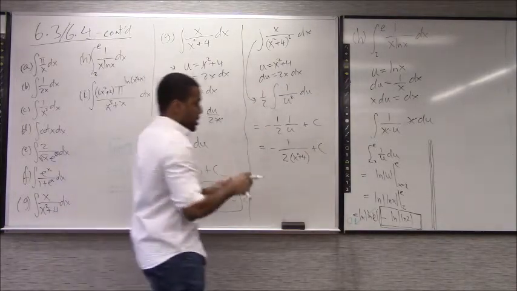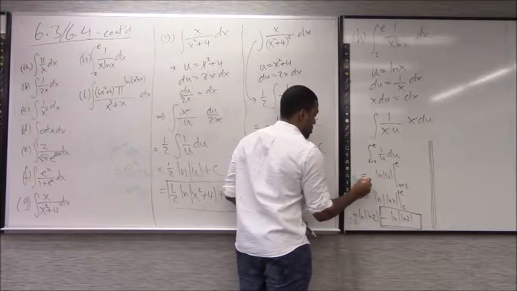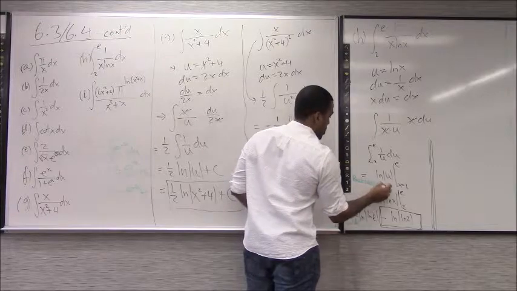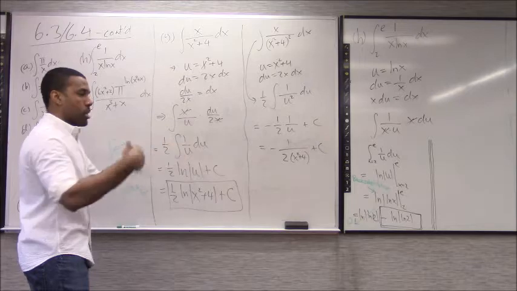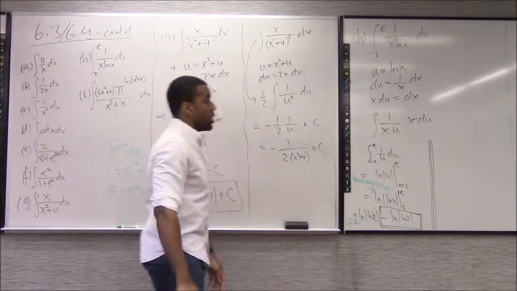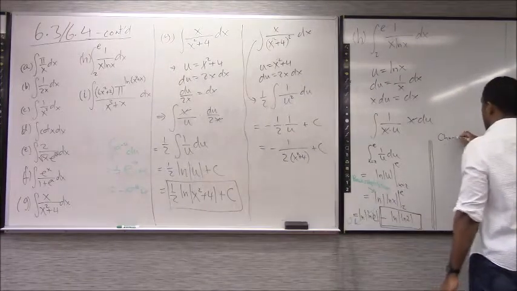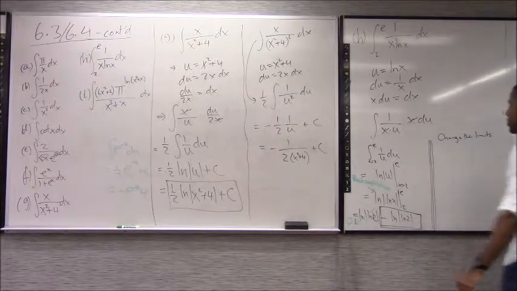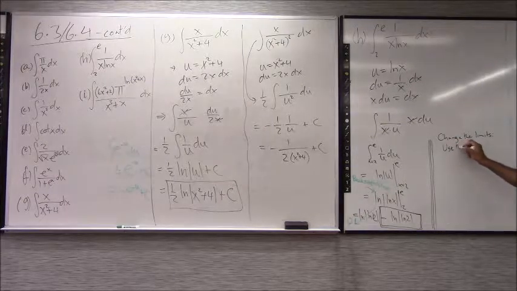So this process here is called back substituting. That's when instead of u, you plug in the formula that you originally made u equal to. Another option you could have done is you could actually change the limits. To do this, you use the substitution equation.